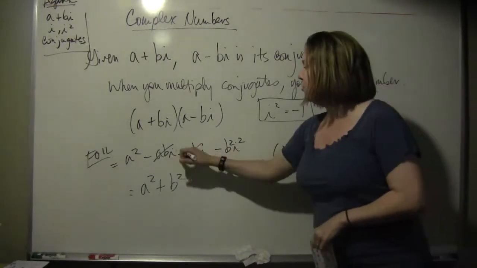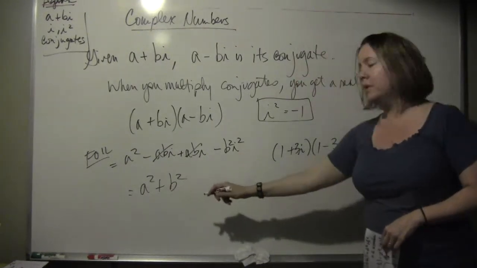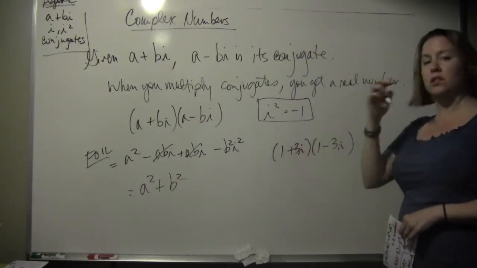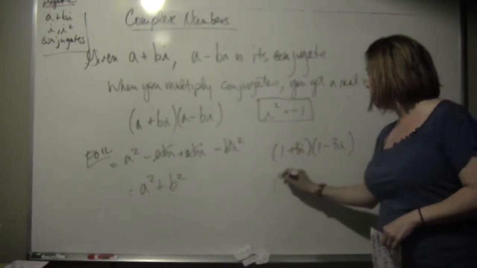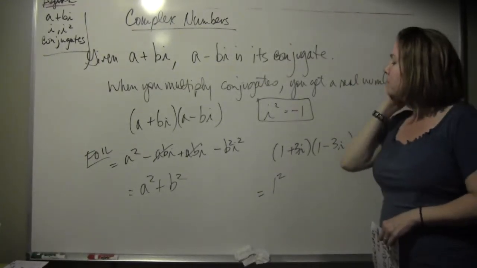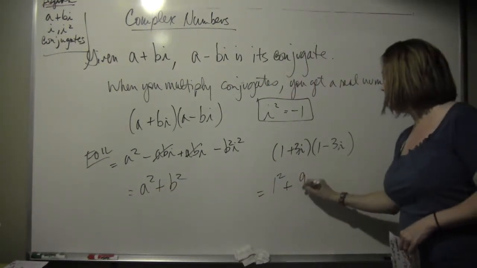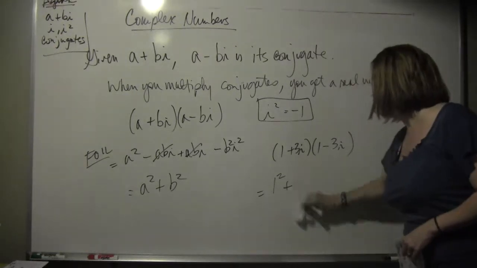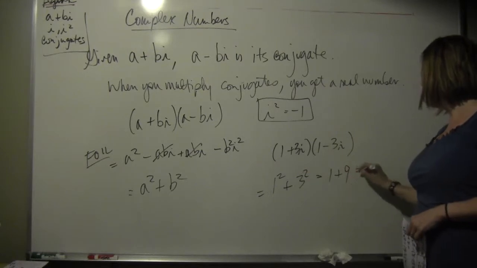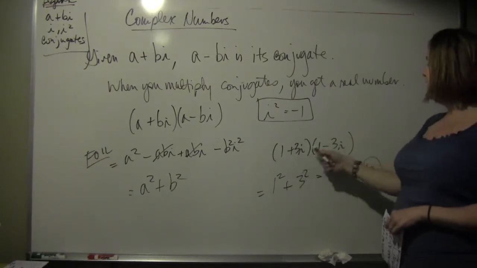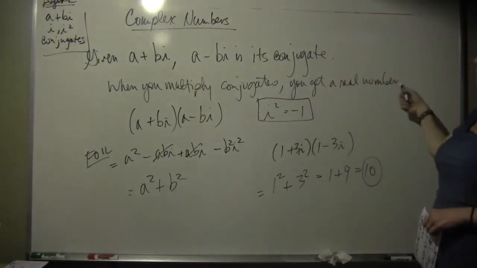So since we know the two middle terms cancel, and since we know this becomes positive, we really only need to look at the numbers. And so our a is 1, so a squared is 1 squared, plus 3 squared, so that's going to give you 1 plus 9, which is 10. So this times this gives you a real number, like I stated up here. When you multiply conjugates, you get a real number.